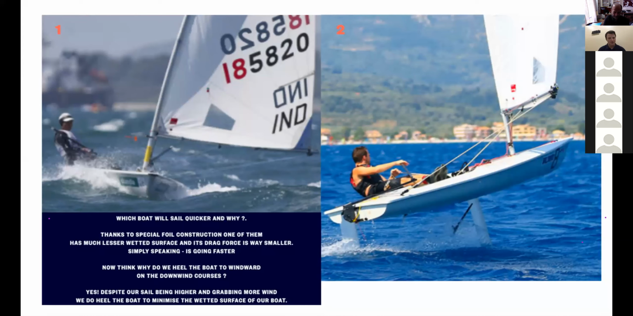Now think, why do we heel the boat to windward on the downwind courses? Now you have the answer, right? Seeing those 2 pictures and the explanation, you have the answer. Yes, despite our sail being higher, because you are lifting the boat, our wetted surface is smaller. We are doing it to minimize the wetted surface of our boat. That's exactly why you lift the boat, to have that piece of the boat above the water surface.